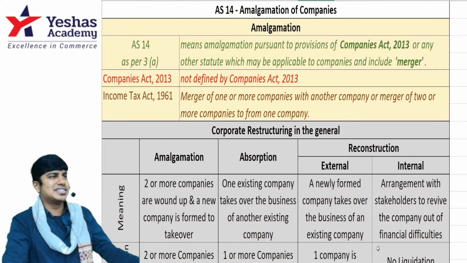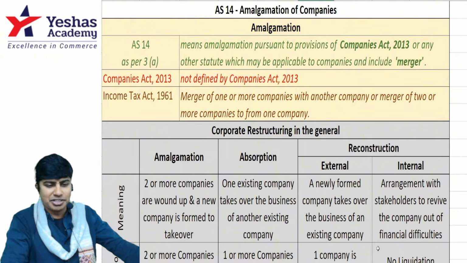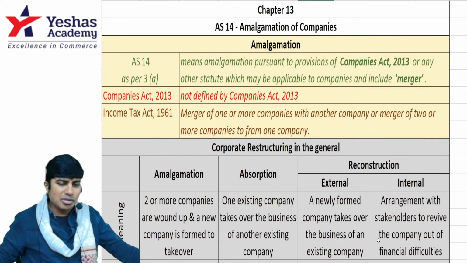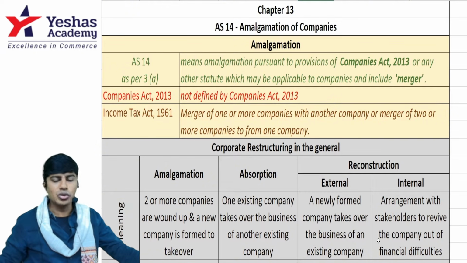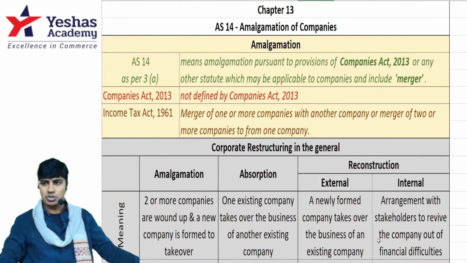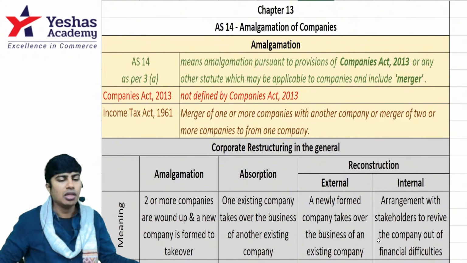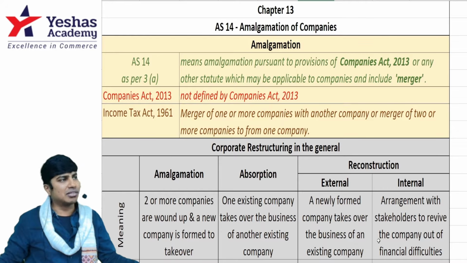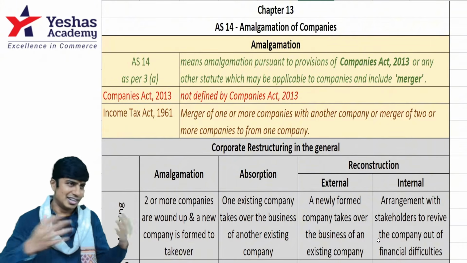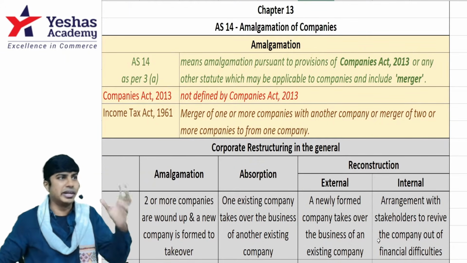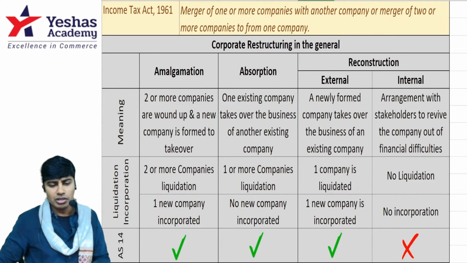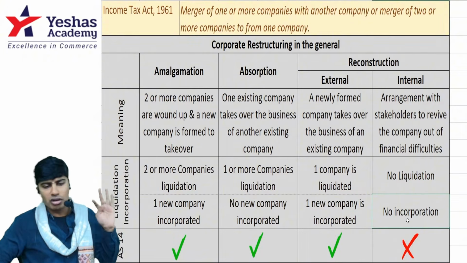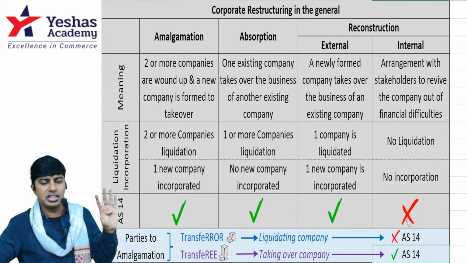Let's now quickly revise accounting standard 14, amalgamation. Amalgamation as a word is not defined under accounting standard 14 at large. It only says it includes amalgamation as it is defined under Companies Act 2013 and the word merger. The word merger is defined under Income Tax Act, and Companies Act doesn't tell anything about amalgamation separately in the definition context. But in our general business world, we have four forms of corporate restructuring.